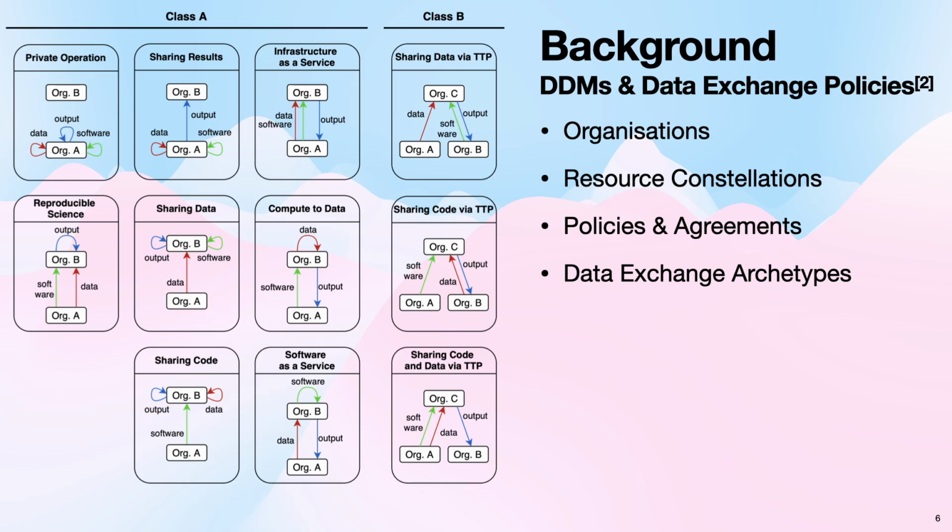Previous research defines two classes of archetypes, namely Class A and B. Class A archetypes consider a constellation of two organizations working together, while Class B archetypes consider three organizations. Resources are spread across the organizations in various manners. This is the resource constellation. Each unique resource constellation is considered a data exchange archetype.